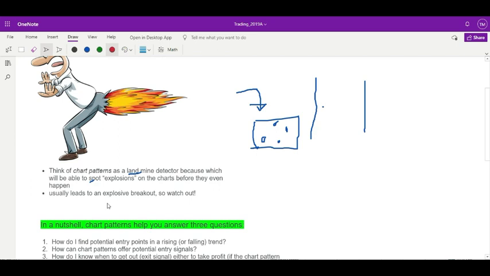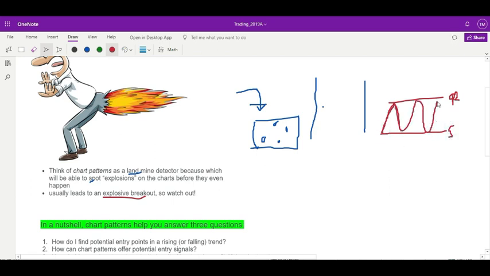So usually these chart patterns give us a good insight to say there will be explosive breakouts. If you notice them on a chart, they will give you a good analysis. Let's say there is a chart pattern like this, we know that markets move like this. This is a support, this is a resistance. So if the market is moving within this, they help you to say there will be an explosion.